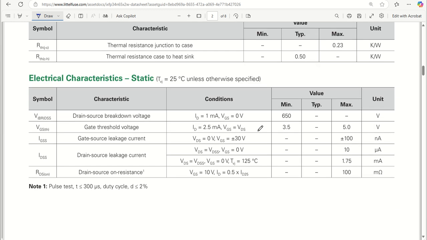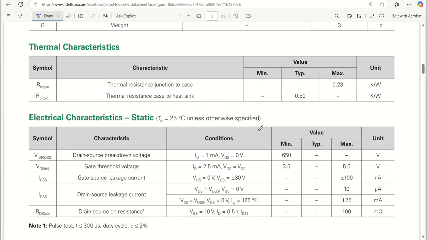Next we will talk about thermal characteristics. In thermal characteristics, you can see it is 0.23 Kelvin per watt. It means for 1 watt of power dissipation, the temperature will increase by 0.23 Kelvin, or since it is a relative temperature, it can be considered as degrees centigrade as well. Similar to that, we have thermal resistance case to heat sink. Case to heat sink, typically it is 0.50.